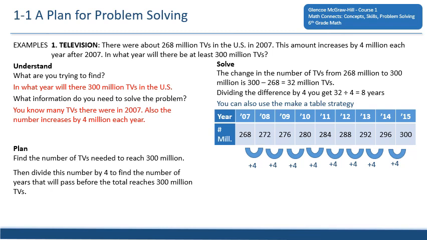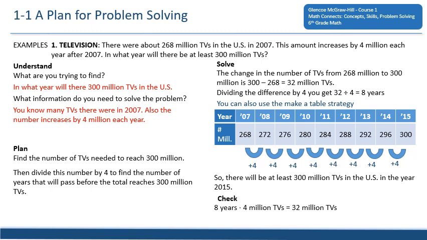And if we go back to right above it where it says it's 8 years, if we add 8 years to 2007, we get 2015. So there will be at least 300 million TVs in the US in the year 2015. We can check that. 8 years times 4 million TVs equals 32 million TVs. And then if we add 268 million that we had in 2007, and we add 32 million to that, we get 300 million. So the solution checks out as correct.